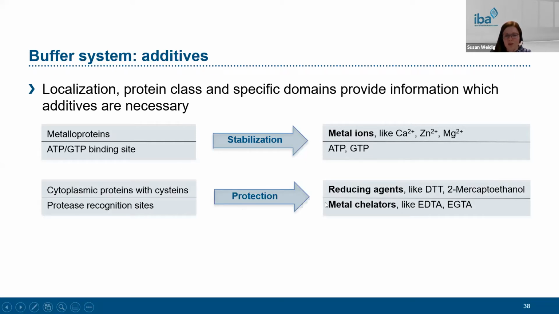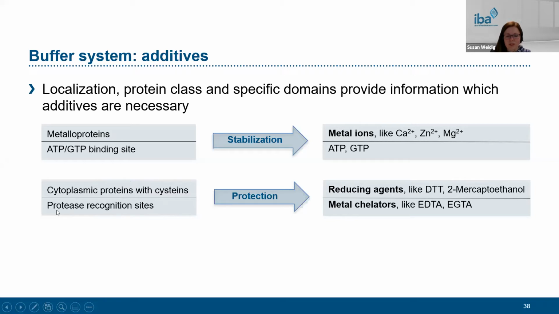A further additive are reducing agents or metal chelators. So if you have a cytoplasmic protein with cysteines, then you have to add DTT or beta-mercaptoethanol, because proteins with cysteines in the cytoplasm normally do not form disulfide bonds. And to prevent the formation of disulfide bonds in the cytoplasm or during the lysing of the cell, you have to add DTT or these reducing agents to prevent the unnatural formation of disulfide bonds.